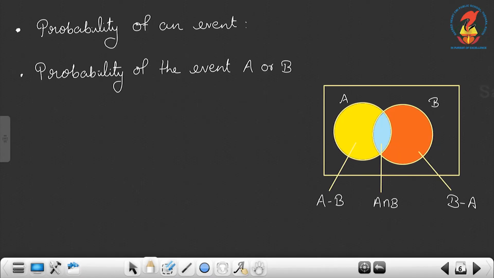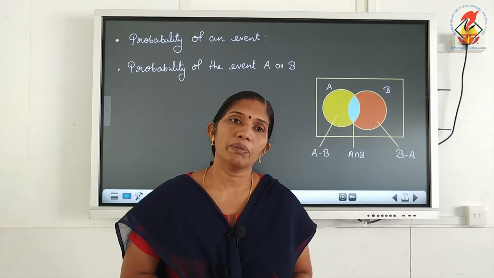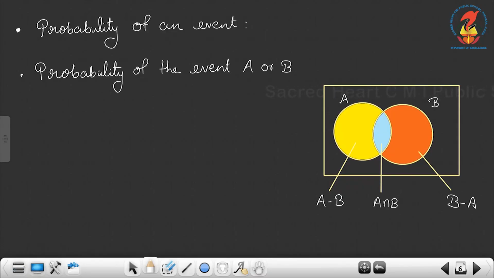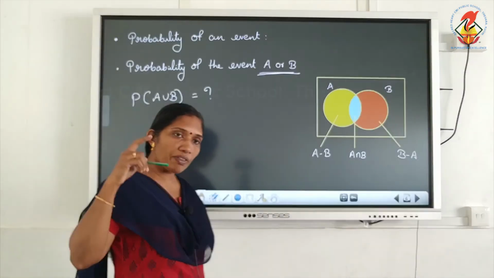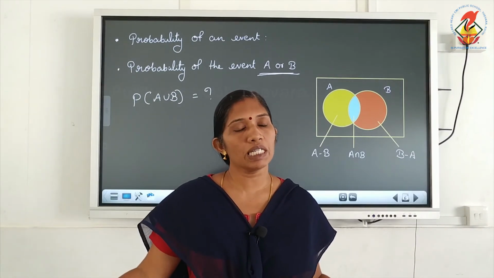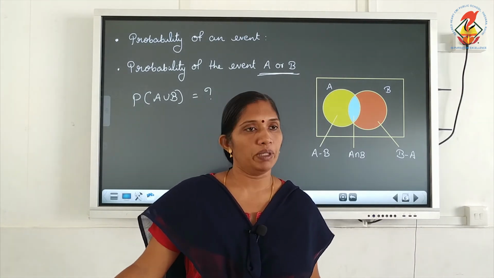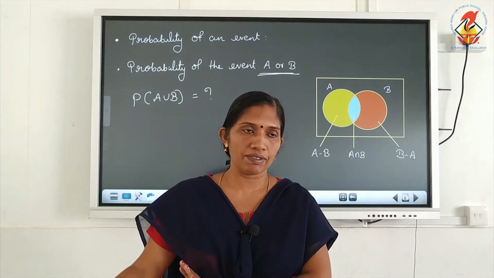Now the next one: how to find the probability of an event? The number of favorable outcomes divided by the total number of outcomes. Now, how to calculate the probability of A or B? That is P of A union B. How to calculate? In the axiom, if A and B are mutually exclusive, then P of A union B is P of A plus P of B. That is the mutually exclusive case.